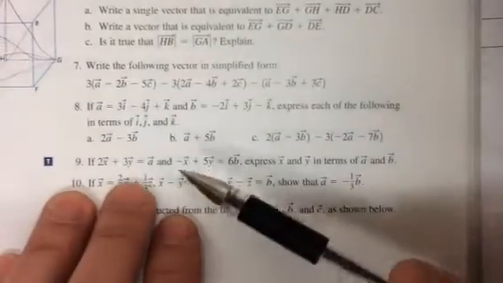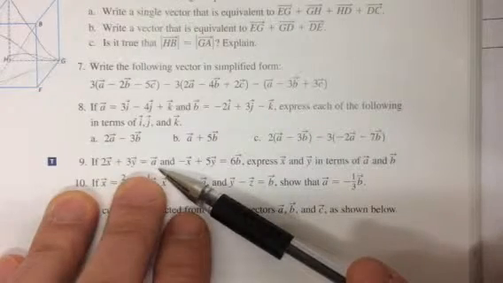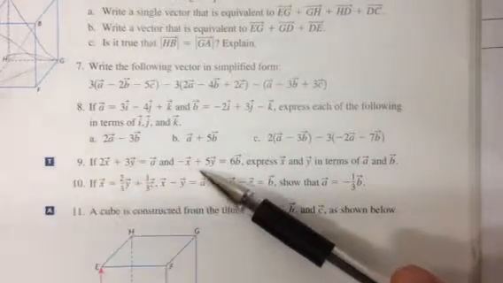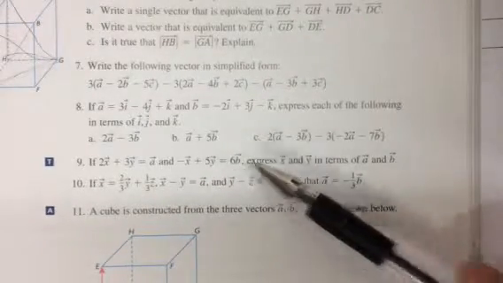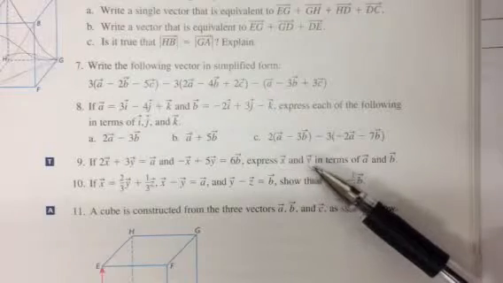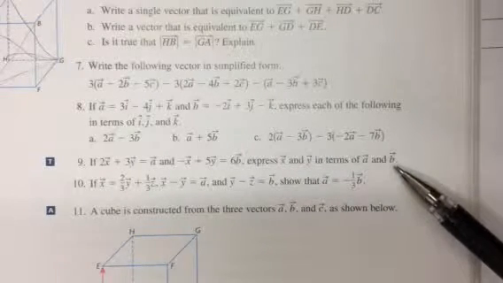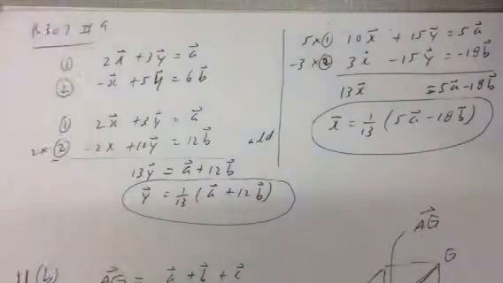So here's page 307, number 9 and number 11. Okay, so number 9 says if 2x minus 3y equals a, where x, y, and a are vectors, and negative x plus 5y equals 6b, express vector x and vector y in terms of vector a and vector b. So here's how I've done it.